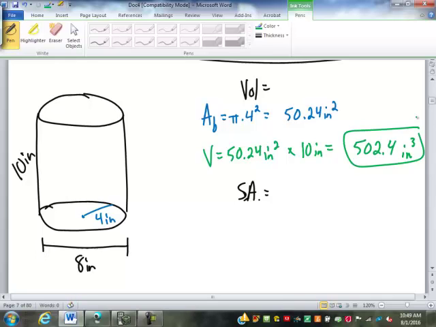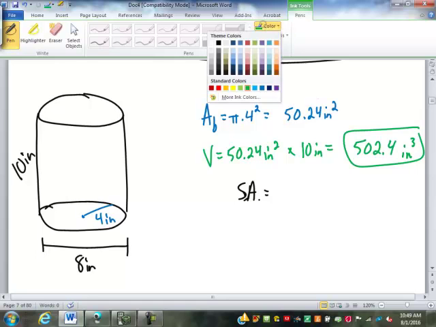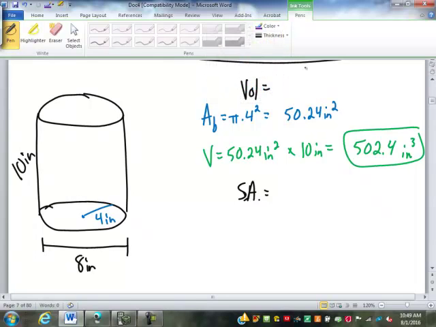Anybody have the volume correct? We're doing pretty well on that one. Good. For surface area, we have the area of the base. And we have it twice because there is one on top as well.